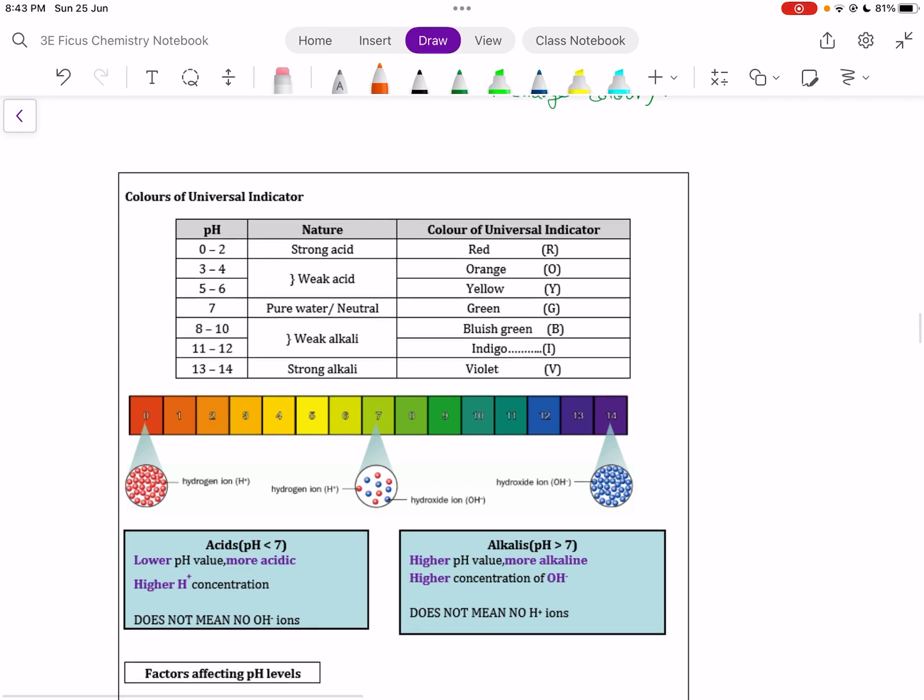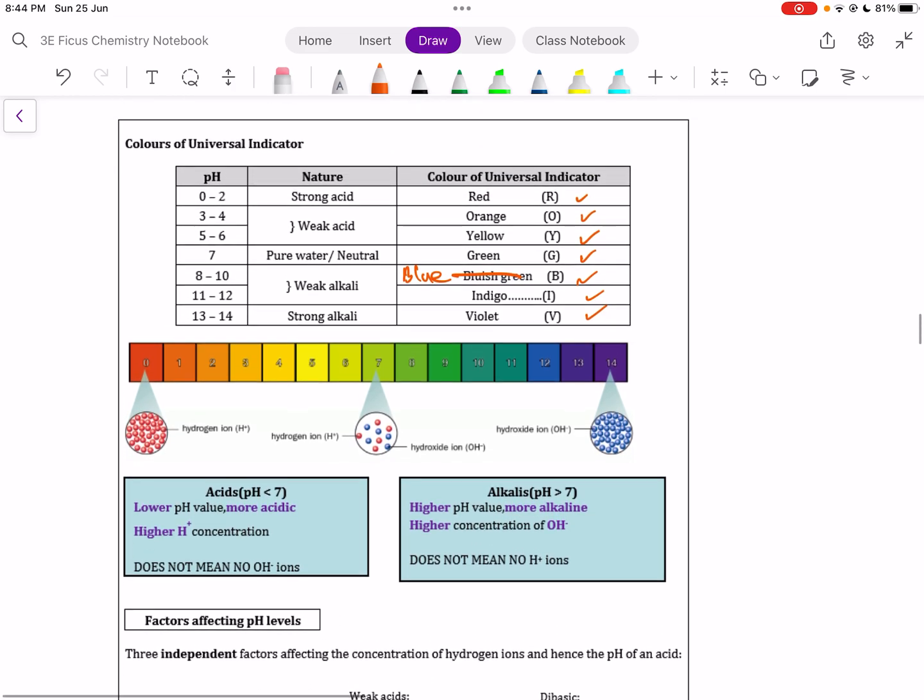Then comes universal indicator. 0 to 2 is red, which is usually a strong acid. 3 to 4 is orange. 5 to 6 is yellow. 7 is exactly neutral. 8 to 10 is blue. Then 11 to 12 is indigo, something like purple, and then violet from 13 to 14.